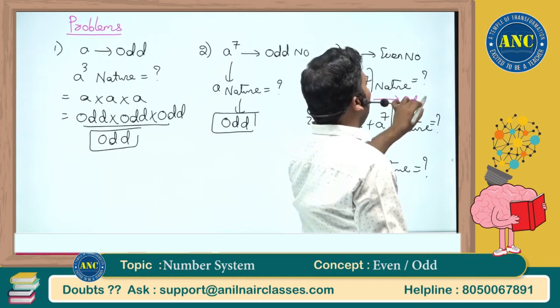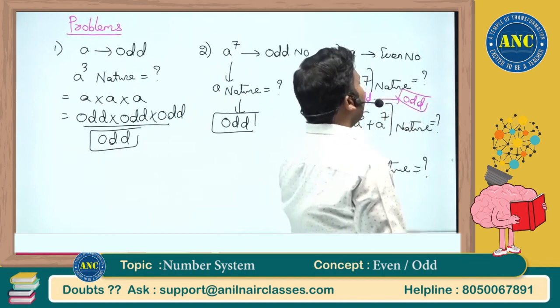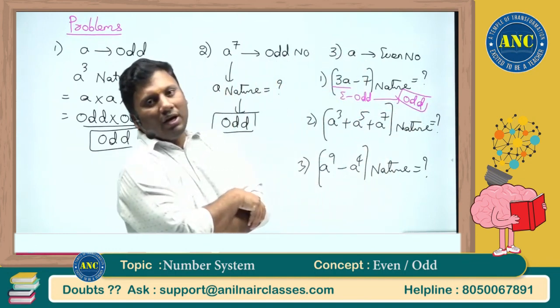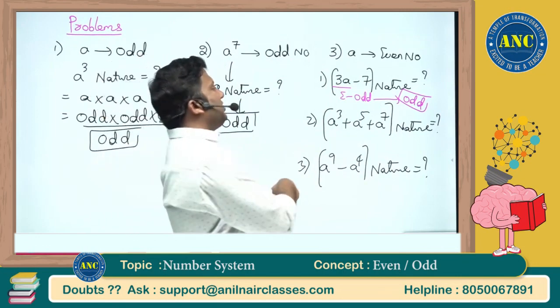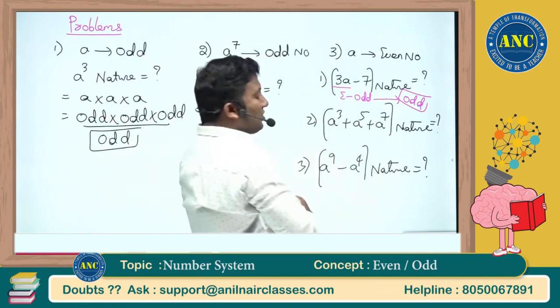Even minus odd, it is always odd. A is an even number. Even number into any number, it is even. Even minus odd, it is odd.